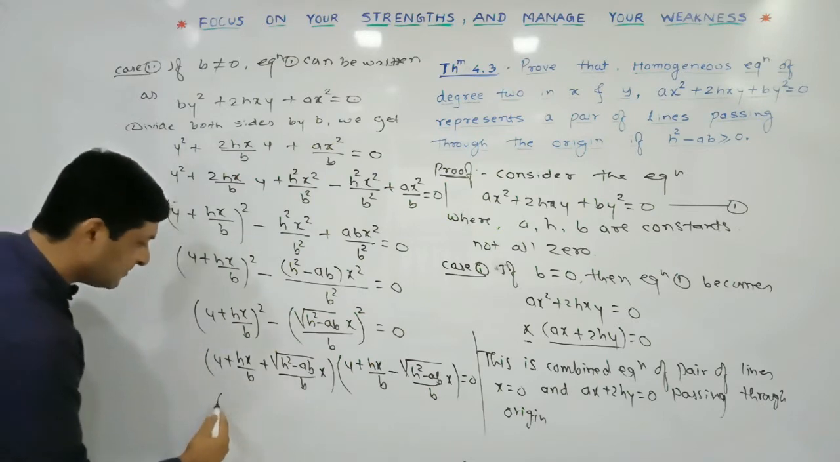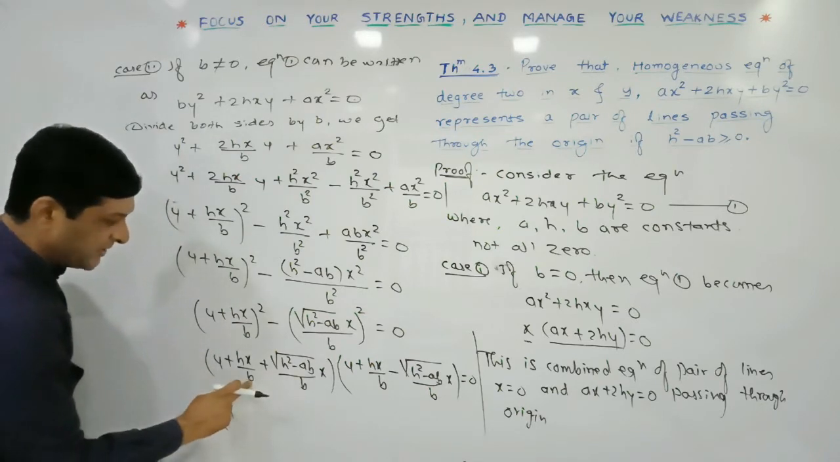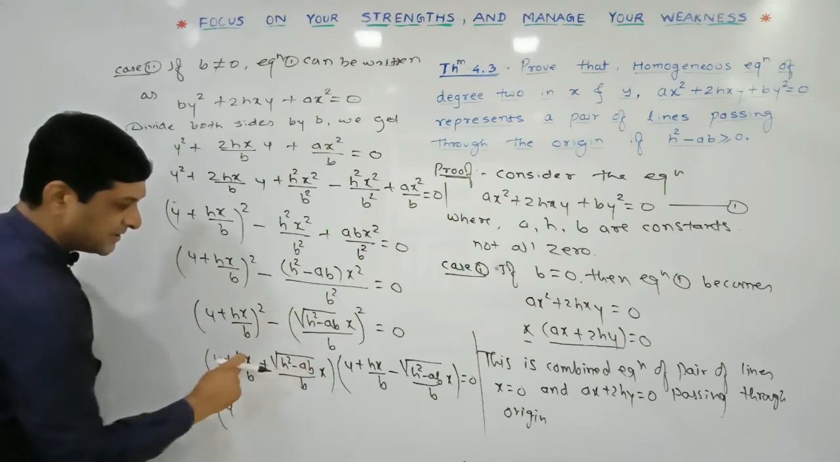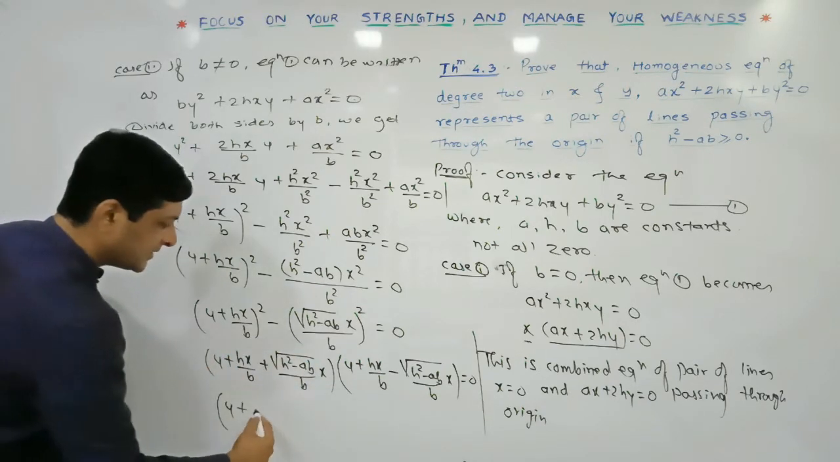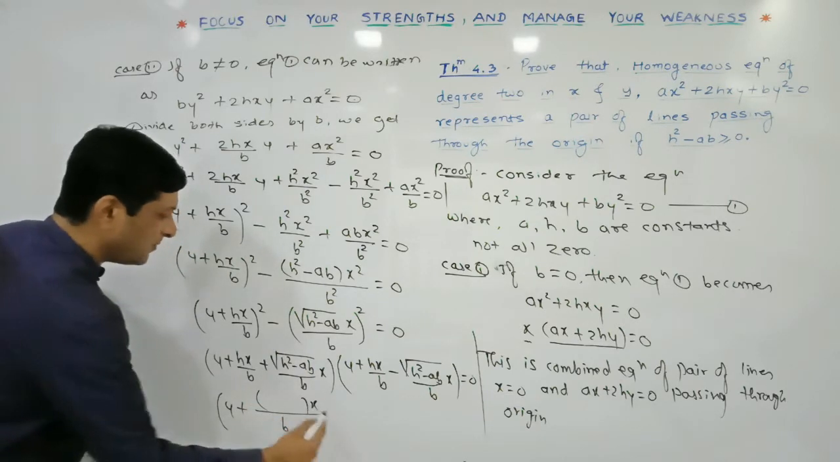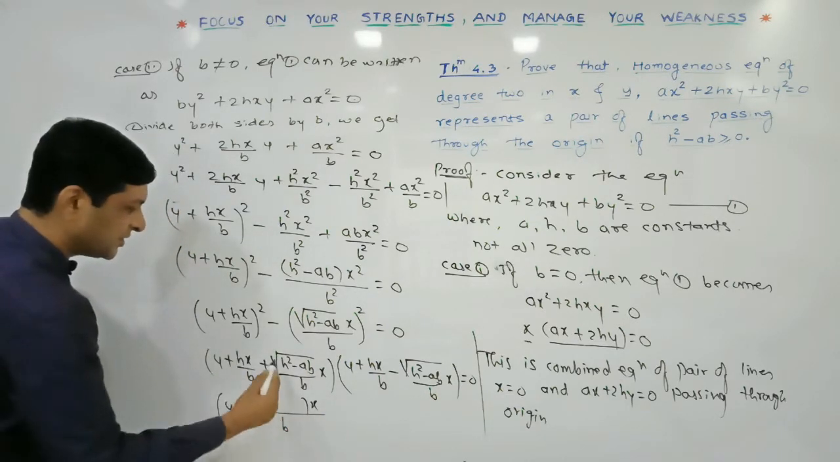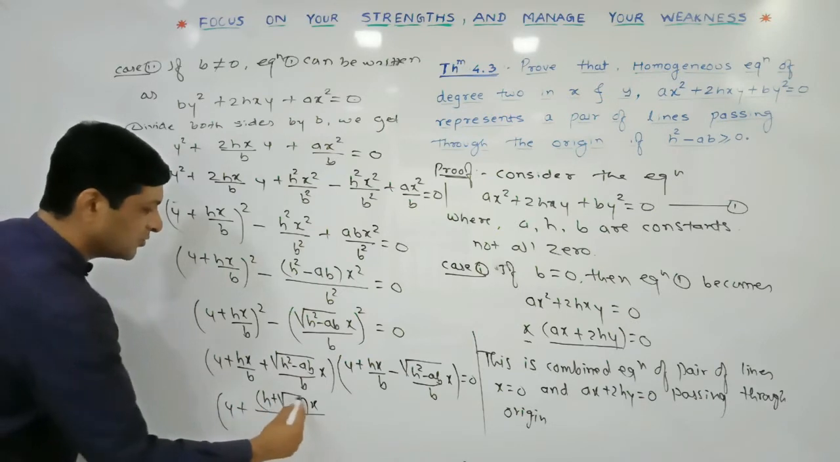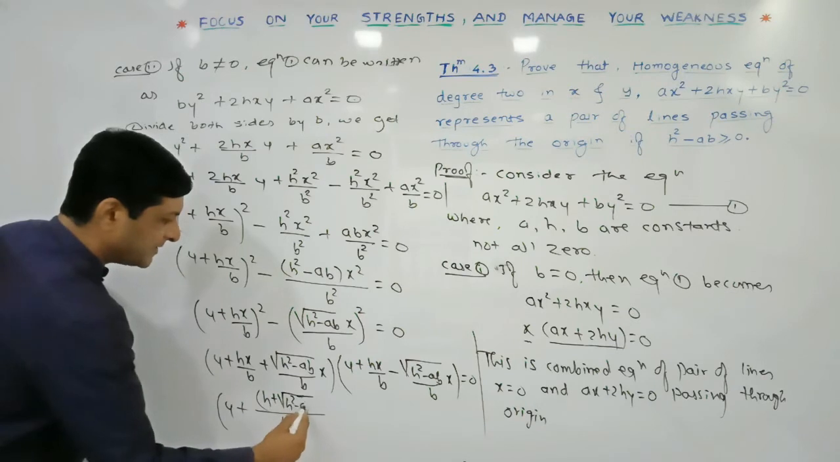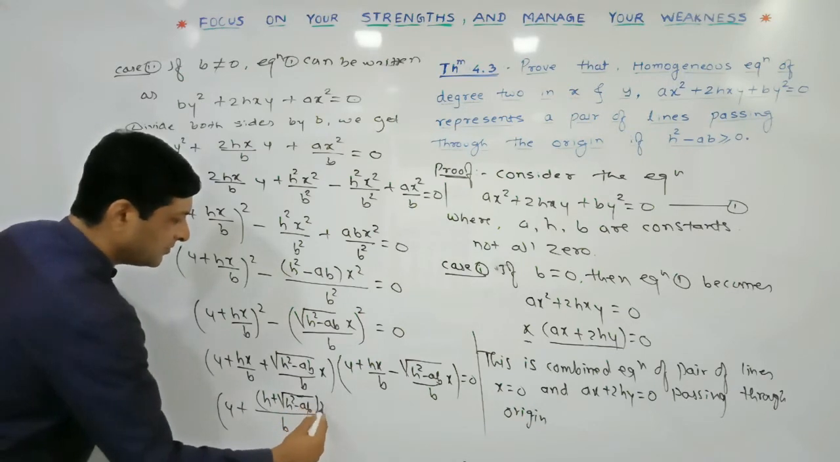So here keep this y as it is. Check that the denominators of both the terms are the same. Yes, denominators are the same, and if you observe the numerator, we are able to take x common. So here the denominator of both the terms is the same, and if we take x common, here we will get h, and here we will get under root h square minus ab, into x.